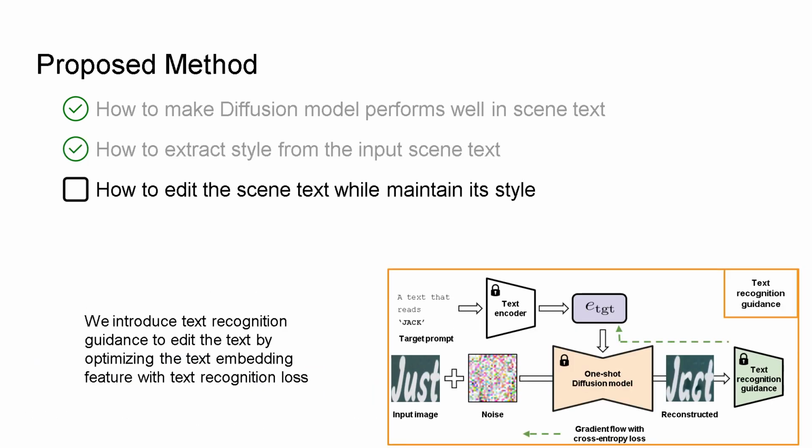Second, for editing the text, we introduce text recognition guidance. This step is designed to edit the text within the image while preserving its original style. We fine-tune the condition embedding using a text recognition loss.